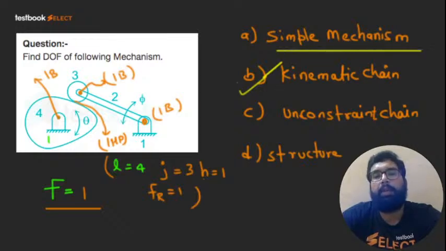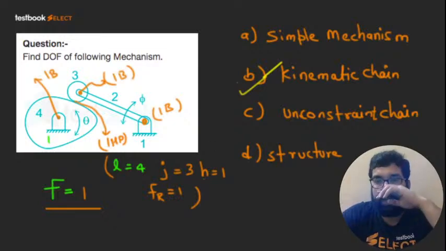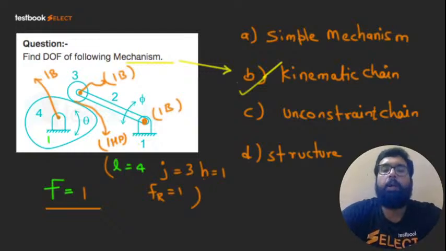Is that understood or not? Is it clear to you guys or not? Please answer me. So it is not a simple mechanism because it has a higher pair as well. Since it has the redundancy, it cannot be a simple mechanism, but it can be a kinematic chain. This is a mechanism which is a kinematic chain, meaning we are getting a unique output from a unique input. So I hope the difference between a simple mechanism and a kinematic chain is clear to all of you.